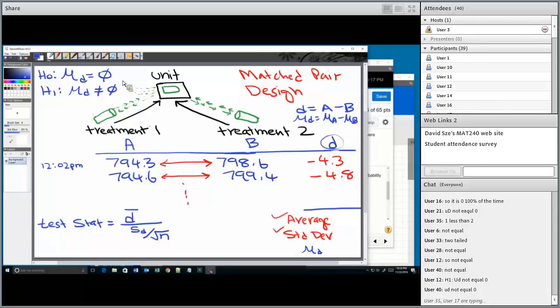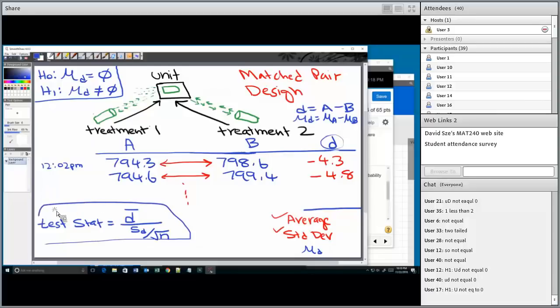Excellent. Mu D is not equal to 0, meaning it's different. It could be less, it could be more, but we just need to look for a difference. So this is what you're looking for. These are your null and the alternative hypotheses. This is your test statistic. And now let's calculate it.